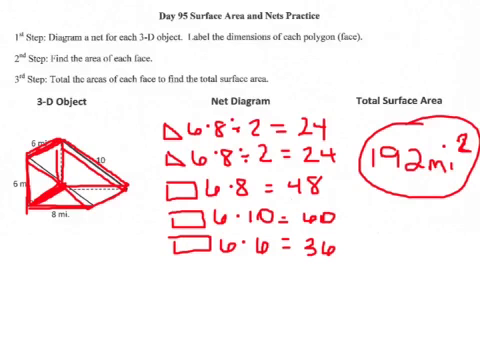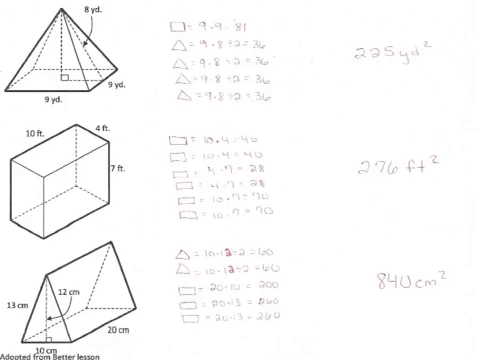Now at this time, I would like for you to complete the second, third, and fourth one on your own. Please pause the video while you complete this. When you're ready to check your answers, press play. And here are the answers for the 3 practice problems. The first one is 225 yards squared. The second one is 276 feet squared. The third one is 840 centimeters squared.